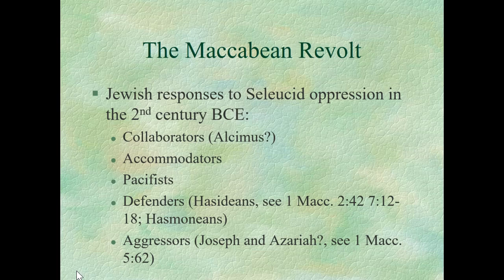And so, how is the Jesus movement viewed? Is it calling for aggression against Rome? Is it calling for pacifism? Certainly, some of Jesus' teaching seems to suggest pacifism.